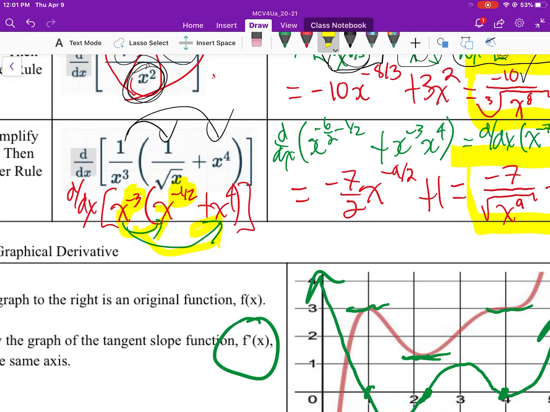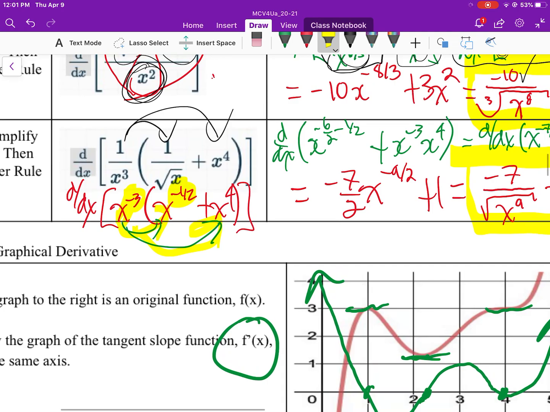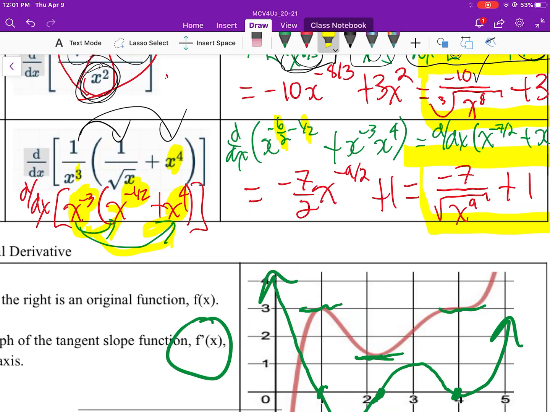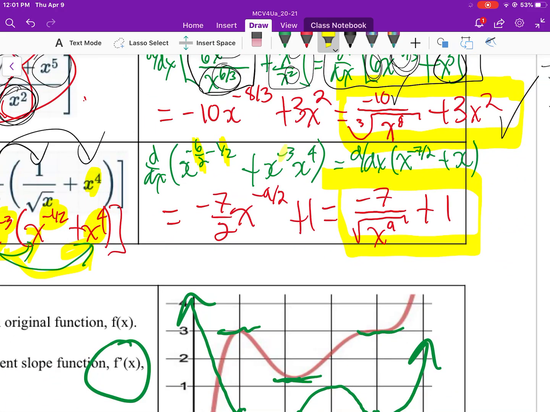Now I have to subtract these exponents. This is negative 3, so I'm going to keep the same denominator. The way to represent 3 with halves is 6 halves. And then on the other side, it's actually quite easy. It's x to the 4th multiplied by x to the negative 3. Well, negative 3 plus 4.